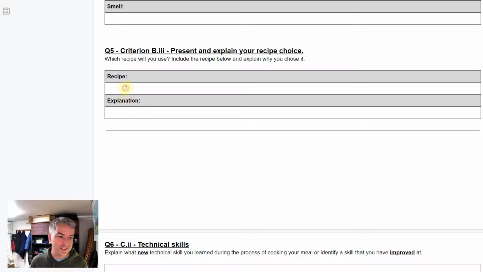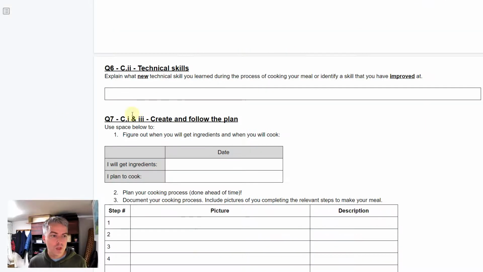So do both those things here. This is the final recipe that I'm going with, and this is why I chose that recipe. During the creation of your dish, there should be some sort of technical skill you've learned or a technical skill that you've improved at. So give me some detail about what new thing you've learned or how you have improved as a result of making this.